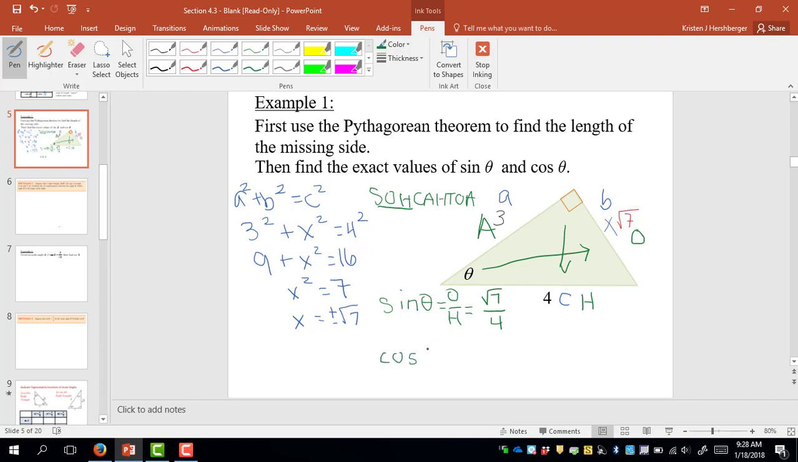And then we need to find cosine of the angle, which using SOHCAHTOA is adjacent over hypotenuse. Our adjacent is 3 over the hypotenuse is 4, so cosine of that angle is 3/4.